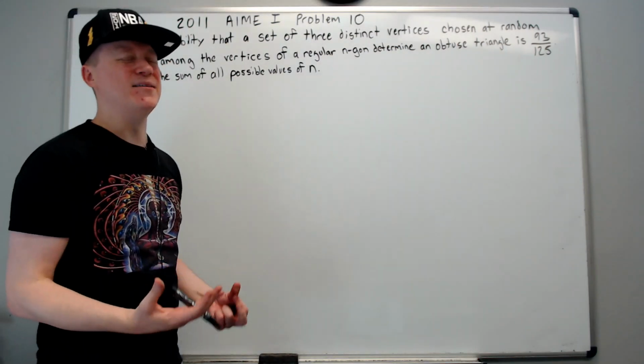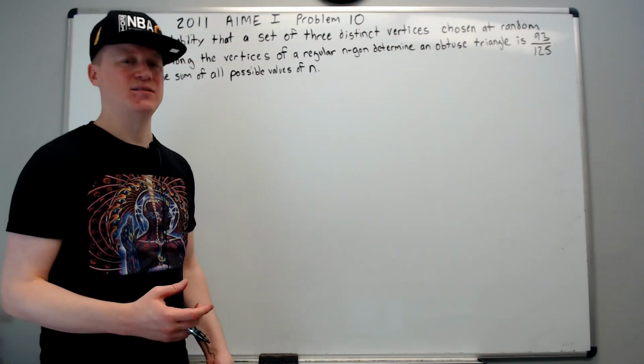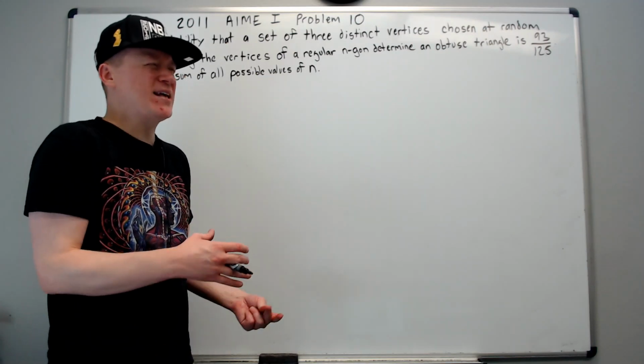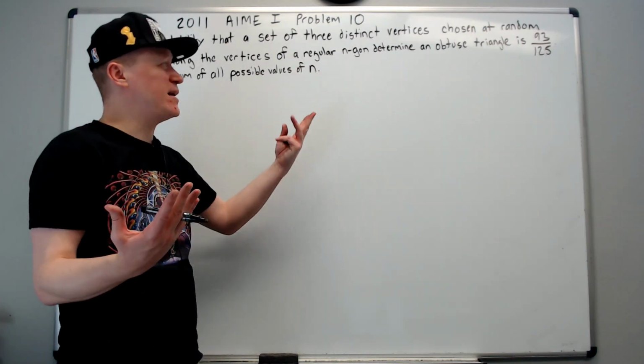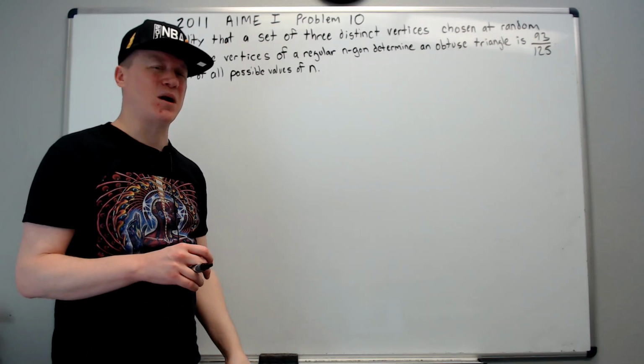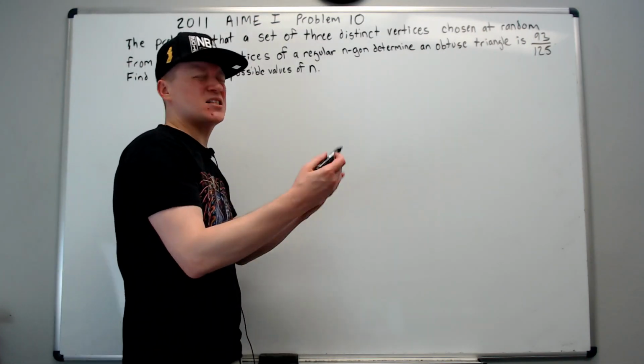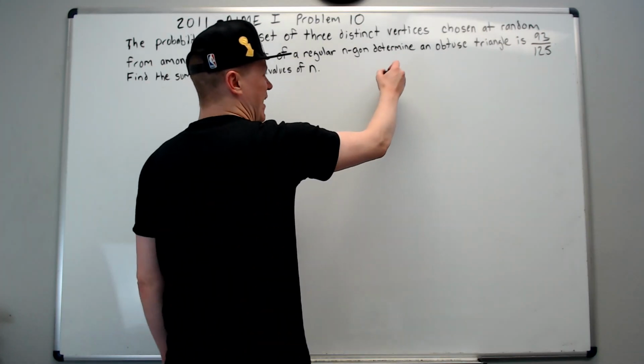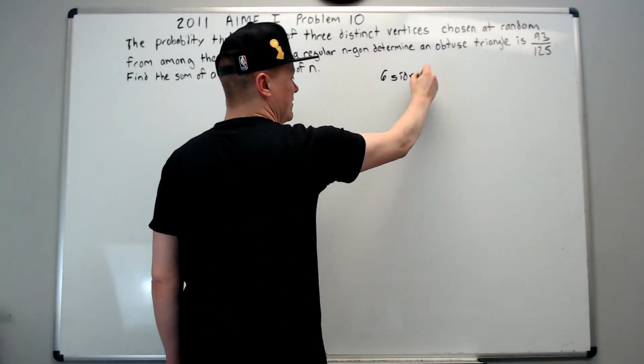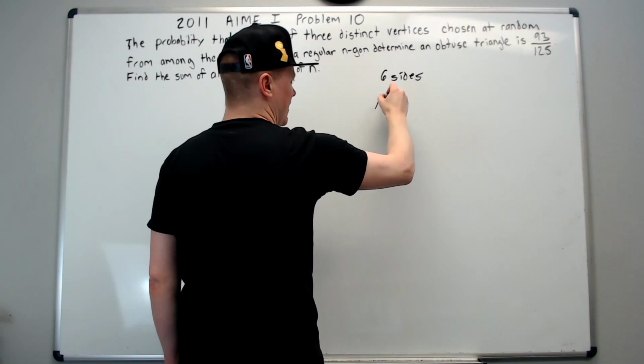What about n? Well, n is an integer. Somebody's going to have probably some big values of n to get that kind of probability. What would happen if we had small values of n? Let's just explore a little bit. Let's say there's 6 sides, right? A hexagon. Let's make a picture of a hexagon.